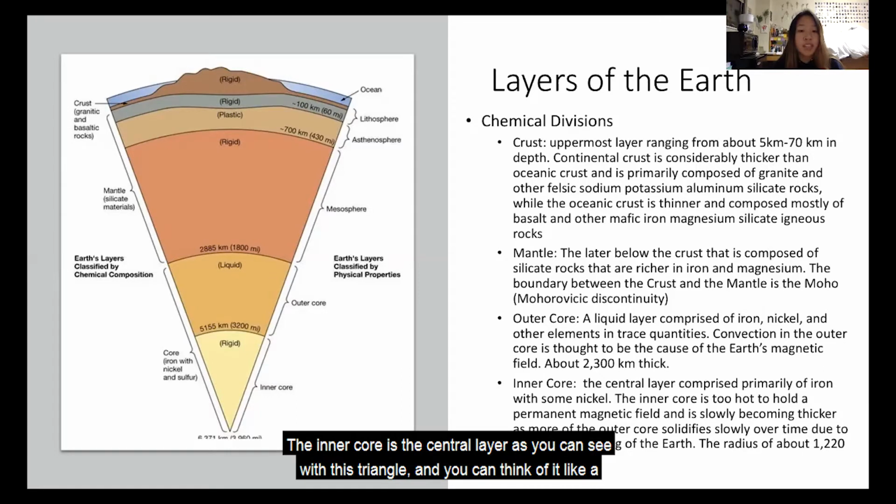The inner core is the central layer, as you can see with this triangle, and you can think of it like a solid metal ball. It's extremely dense and heavy, and it's almost as hot as the sun.